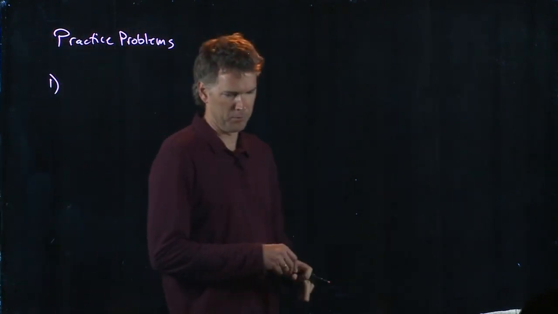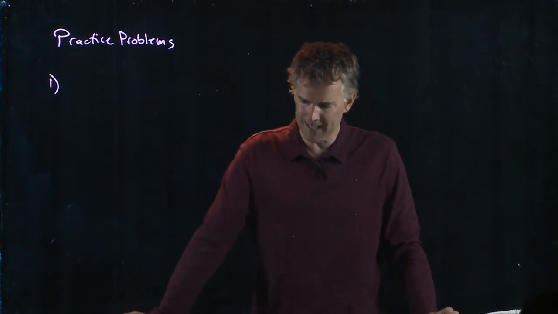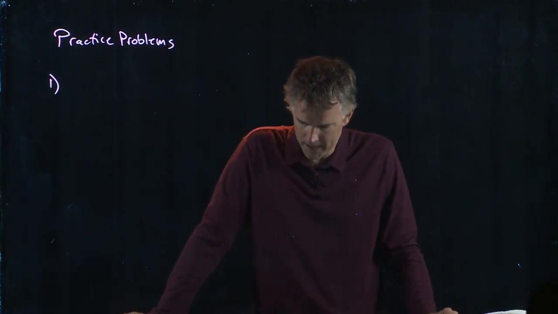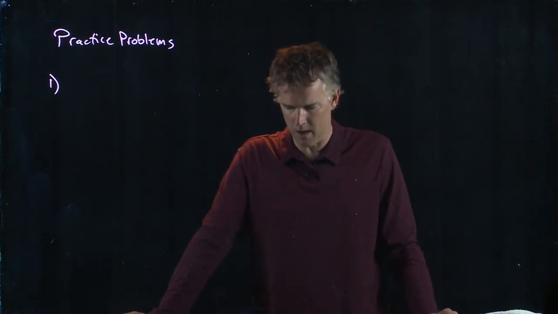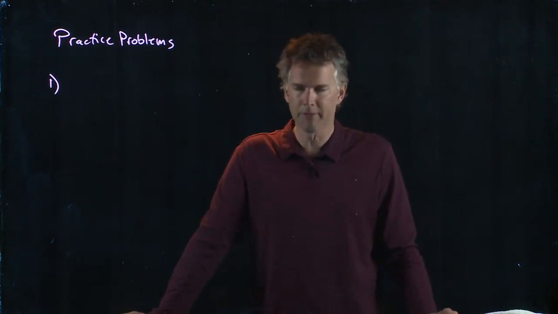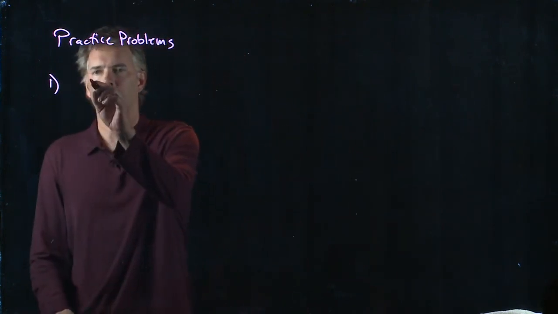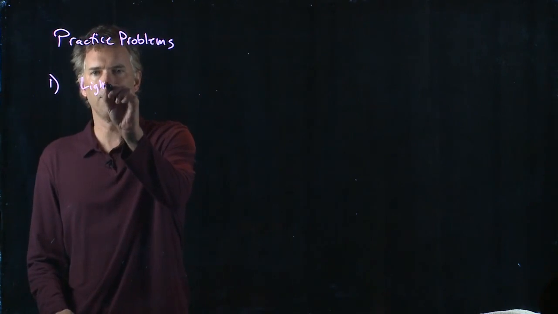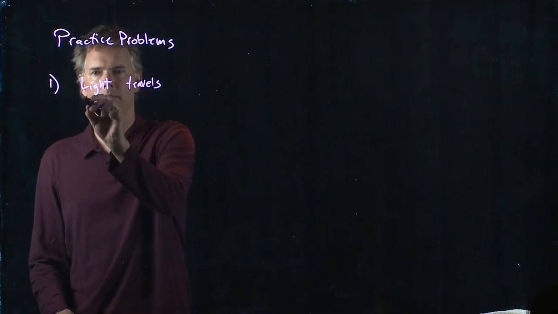Okay, so the very first one on the practice problem says the following. It says, when a beam of light originally traveling in air enters a piece of glass having an index of refraction of 1.5, its frequency does what? So, light going from air to glass.